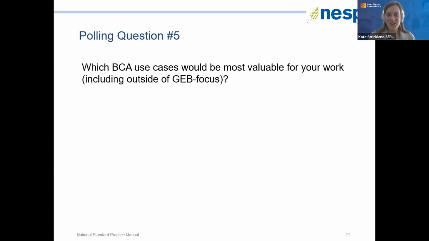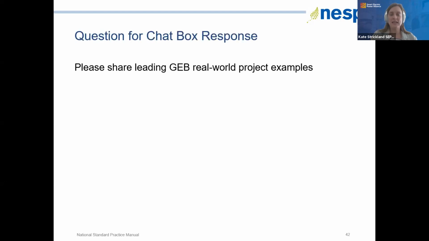Excellent. All right, it seems like we're seeing some agreement, or slightly more agreement, with solar plus storage, but also seeing a lot of different answers here. So this is really valuable. Thank you for providing your feedback. And the last interactive item we have is moving on to the next slide.